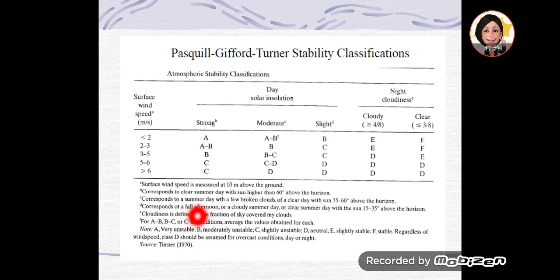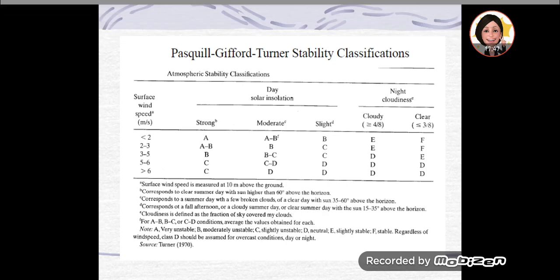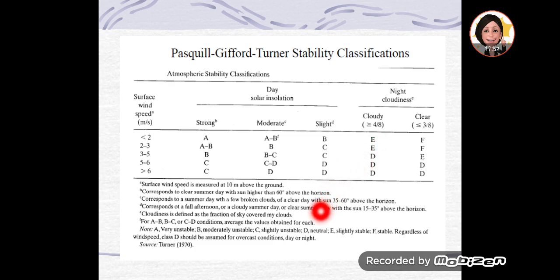A is very unstable, B is moderately unstable, C is slightly unstable, D is neutral, E is slightly stable, and F is for stable. Regardless of wind speed, class D should be assumed for overcast condition, day or night, because when it's neutral, it should be assumed for overcast conditions. And if you notice, these smaller letters A, B, C, D and E have their own meaning as well.